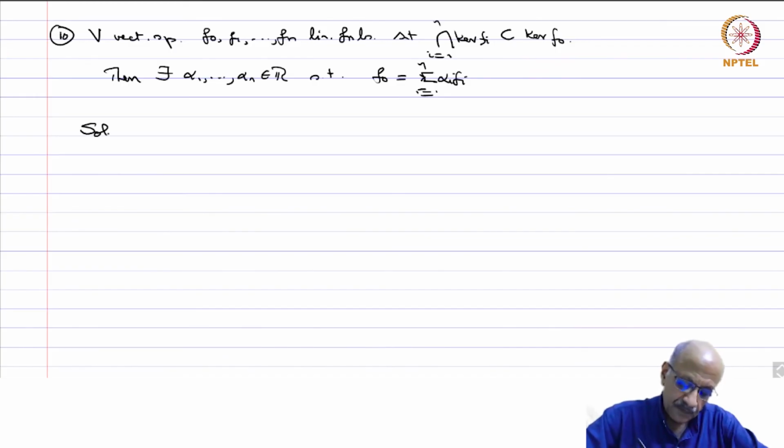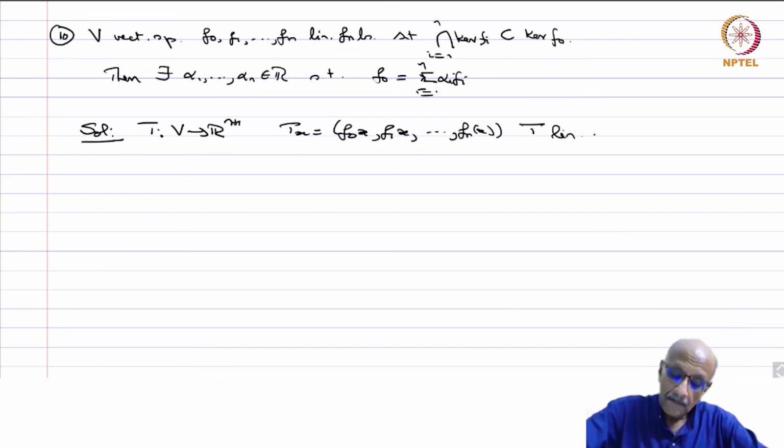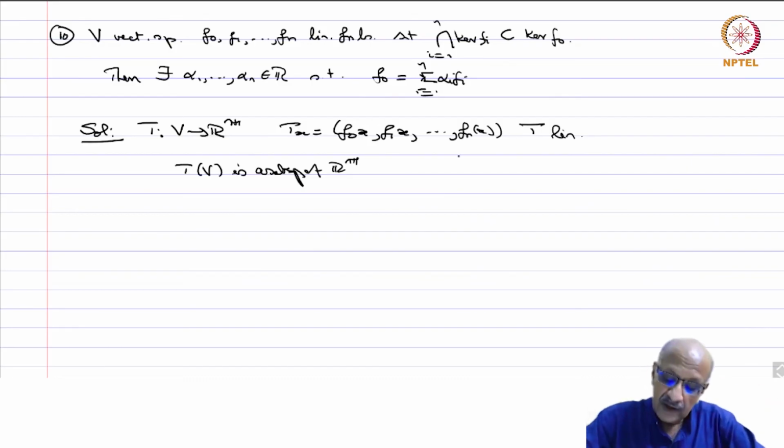So solution. You define T from V to R^(n+1). So T of x is f naught x, f1 x, ..., fn x. So T is linear. So T of V is a subspace of R^(n+1) and everything is finite dimensional, therefore closed. Okay. Now the hypothesis implies (1, 0, ..., 0) is not in the range of T.